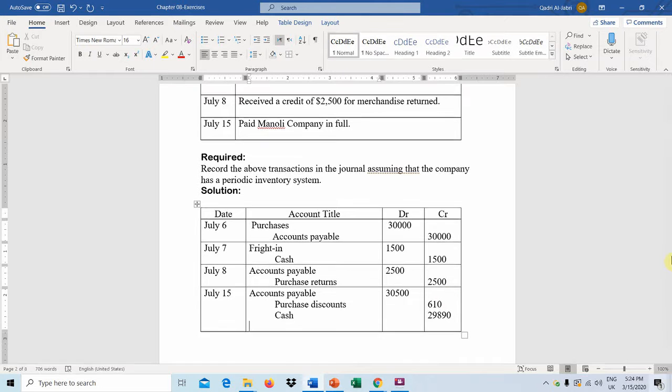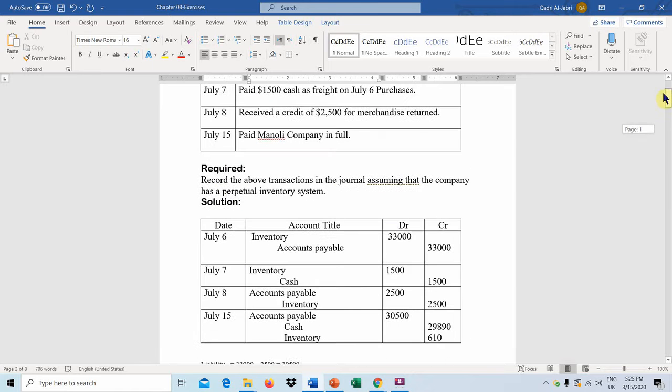Now I will give you just some time. Pause the video and try to compare the solution that we have for this transaction under the periodic inventory system and the solution for the same transaction under the perpetual inventory system. Okay, now I will assume that you just made a comparison between the two.